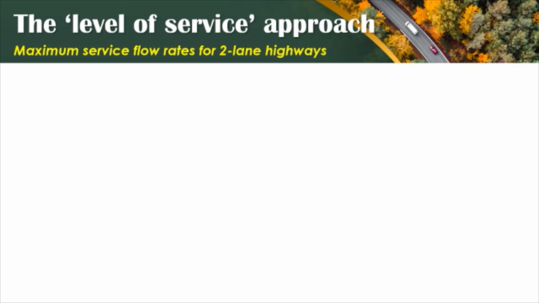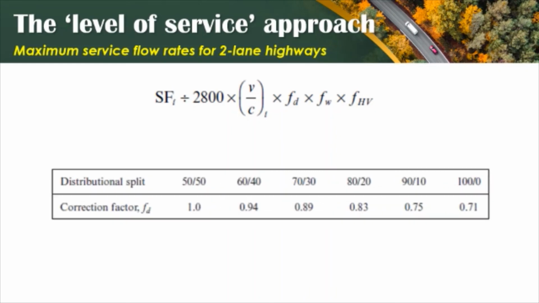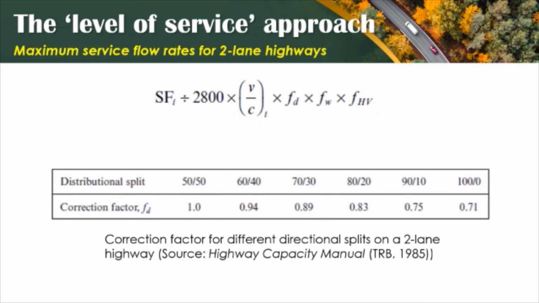However, when conditions are non-ideal, the capacity of the highway reduces from 2,800 PCU per hour based on the following equation. All these correction factors are as defined in the previous sections except for F sub D, which takes account of any unequal distribution of the traffic between the two directions of flow. This is the table for the correction factor for different directional splits on a 2-lane highway. The capacity of the flow in the peak direction decreases as the distribution becomes more unequal.